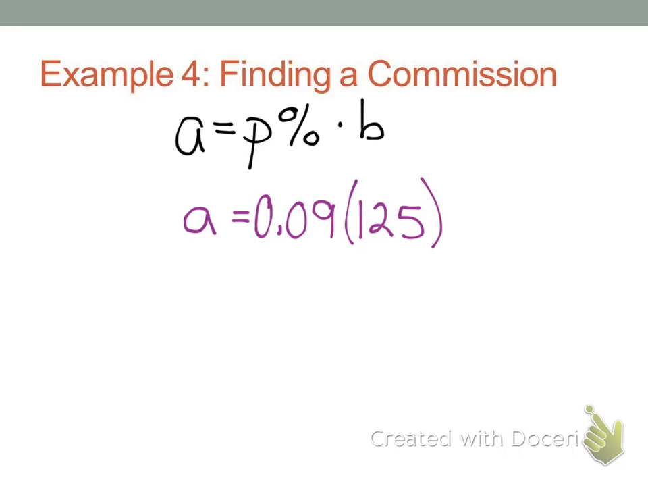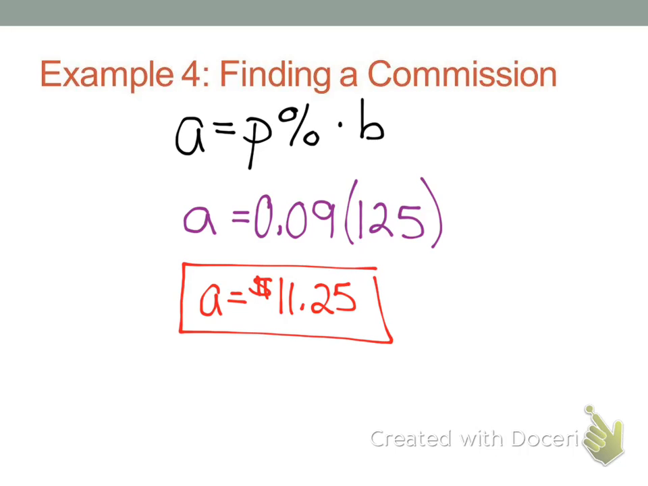Now it's as simple as just putting in our calculator. 0.09 times 125 gives me the amount of the commission. 11.25, in dollar form, $11.25. Okay? And that would be it for 9.4.